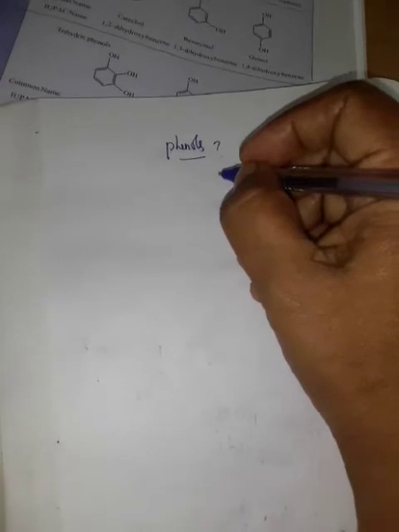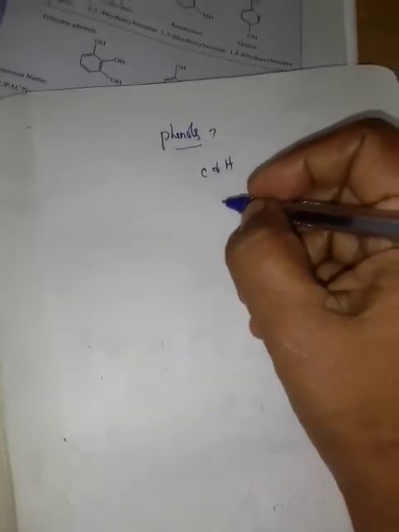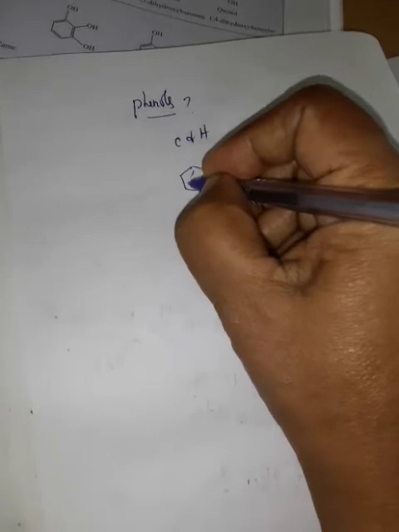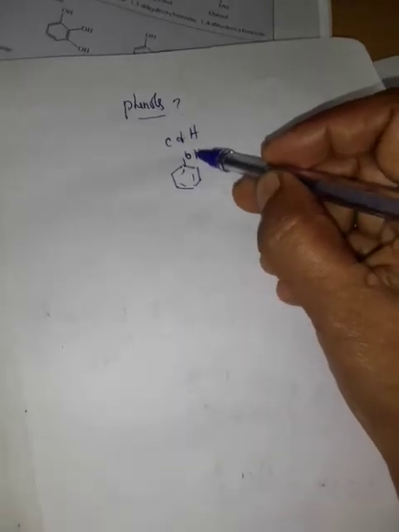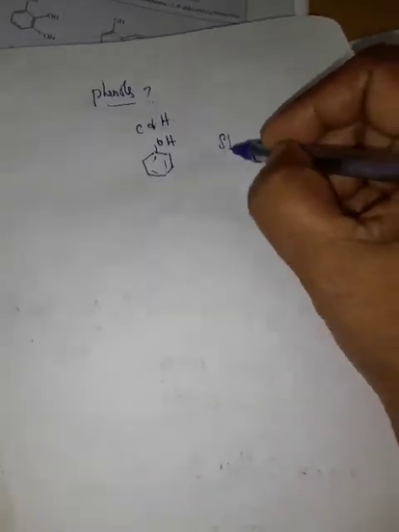Children, today we are going to learn about phenols. Phenols are organic compounds. Organic compound means a compound containing carbon and hydrogen. So in phenols, the OH group is directly attached to a benzene ring. The carbon bearing the OH group is sp2 hybridized.